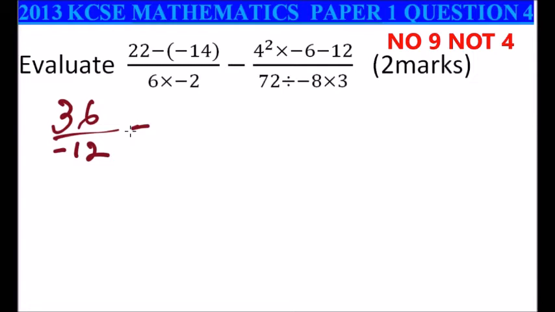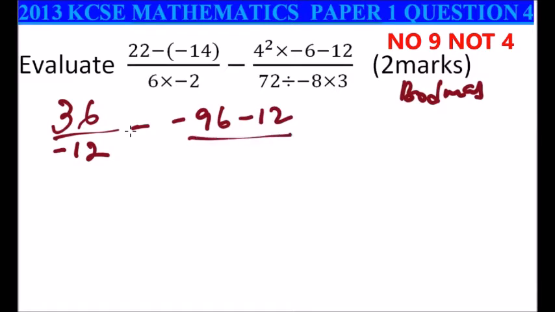We can apply BODMAS. So you start with the multiplication. So 16 times minus 6 will give you minus 96, minus 12. All this is divided. We have division and multiplication, so we start with the division, and this is 72 divided by minus 8, that will give you minus 9, multiplied by 3. So that's the first step. So here we can divide 36 by 12. You get 3, and here you get minus 1. So there you will be left with minus 3.